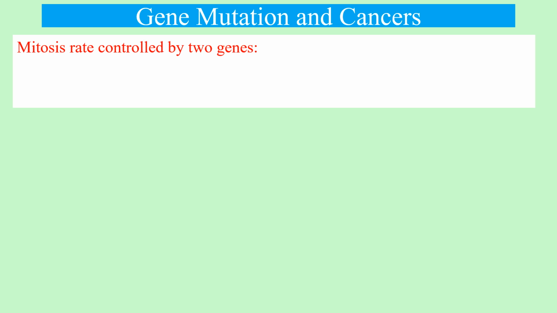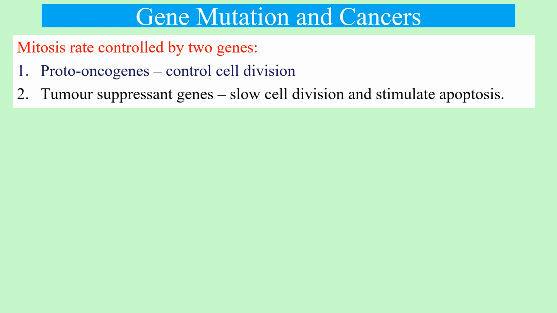Mitosis is controlled by two main types of genes. There is something called a proto-oncogene, which controls cell division, and then there are tumour suppressor genes, which slow cell division and stimulate programmed cellular death, called apoptosis. Now, apoptosis is not a bad thing. Apoptosis is when your cells are programmed to die after a certain number of divisions, called the Hayflick constant, and that means you don't have too many cells in your body.